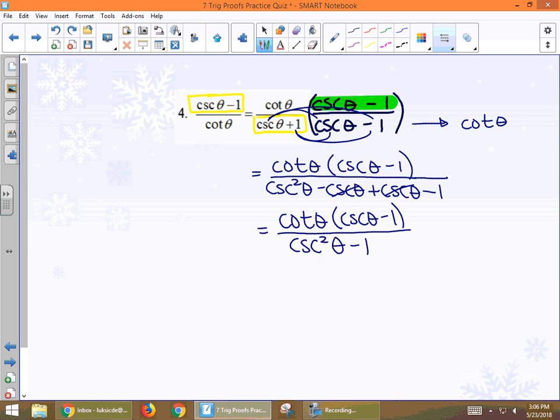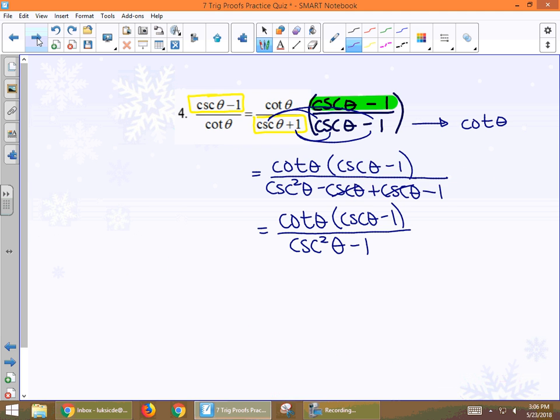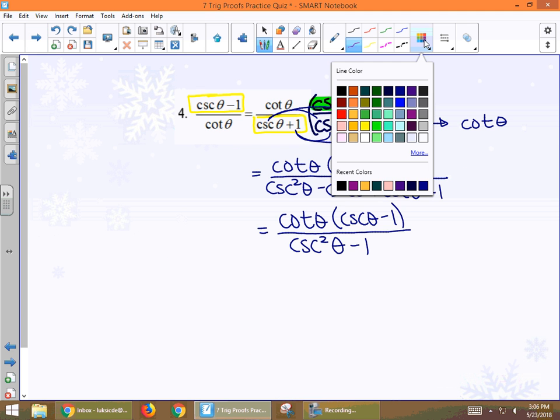I want to be able to get rid of the squared. I want to be left with just a cotangent. And that should jog your memory. You should start thinking back to those Pythagorean identities that we know. So sine squared plus cosine squared equals 1 is our big one. But there is one that links cotangent squared and cosecant squared. If you couldn't come up with that off the top of your head, the way to get there is this.